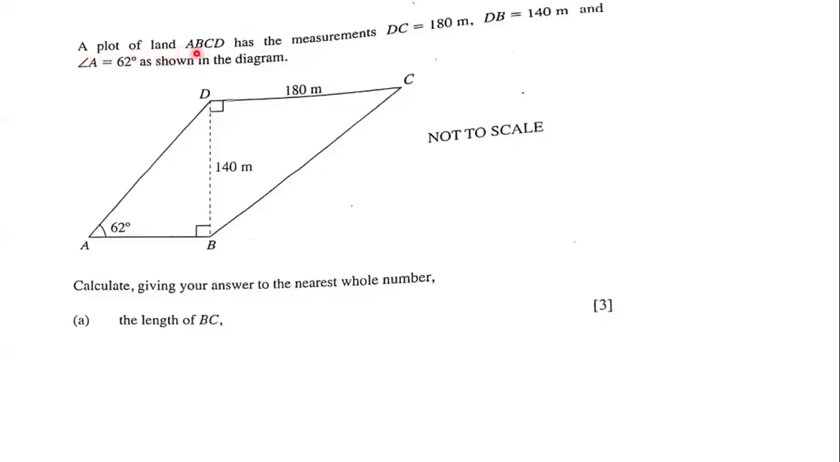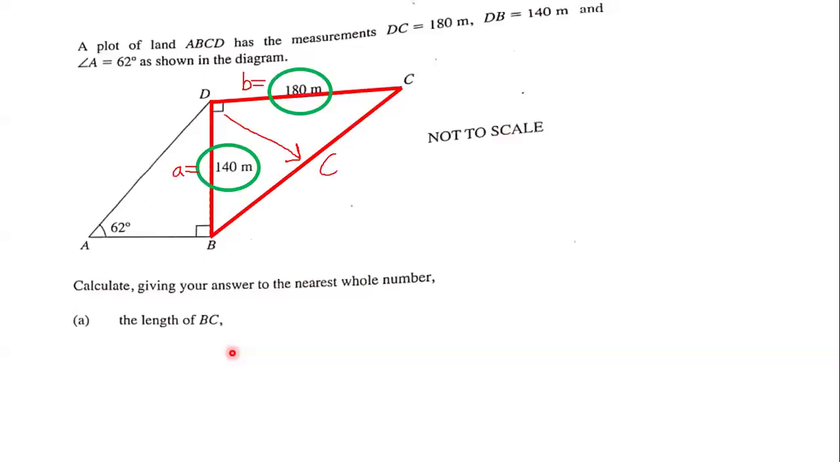Plot of line ABCD has the measurements DC 180 meters, DB 140 meters, and angle A, which is equal to 62 degrees as shown in the diagram. So we have this diagram here. And here they want us to calculate, giving your answer correct to the nearest whole number, the length of BC. And so we have BC right here, this length. That's the length that we're trying to figure out, the length BC.